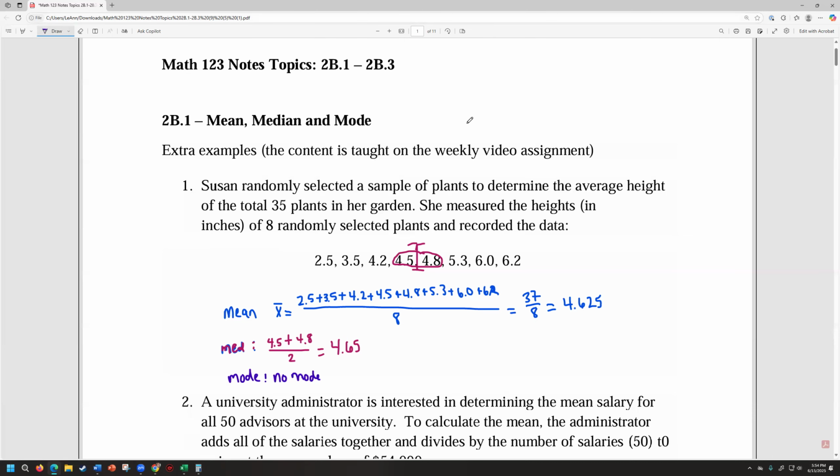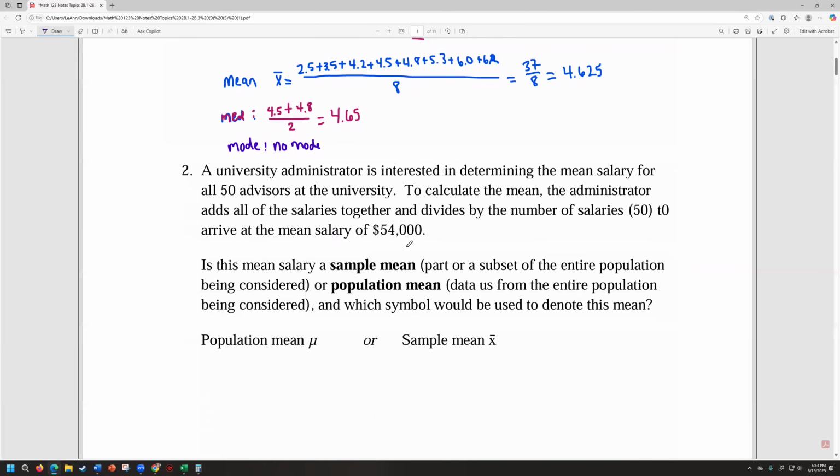Okay. All right, let's look at number 2 here. It says a university administrator is interested in determining the mean salary for all 50 advisors at the university. To calculate the mean, the administrator adds all of the salaries together, so they're telling you how to do an average, and divides by the number of salaries, which was 50, to arrive at the mean salary of 54,000. Is this mean salary a sample mean, which means they did not use the entire population? Or is it the population?